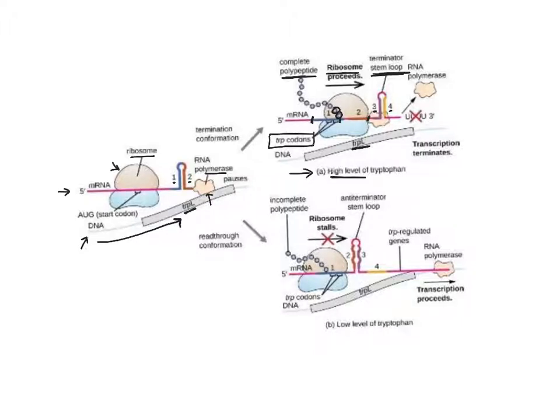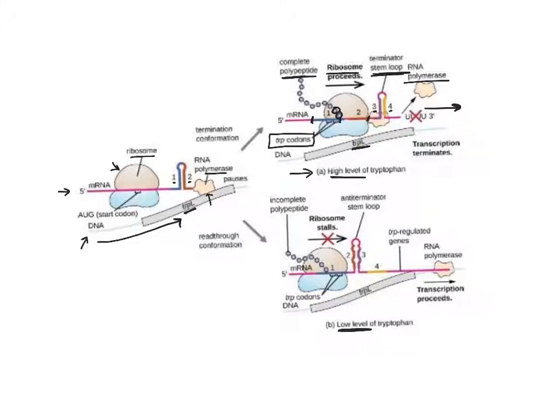When it bumps into this terminator stem loop, then our RNA polymerase is no longer going to go along here, and it's not going to make the trp operon. It's not going to translate the trp operon because transcription has been terminated, because we don't need these enzymes to make tryptophan, because we have it, because it's high levels.